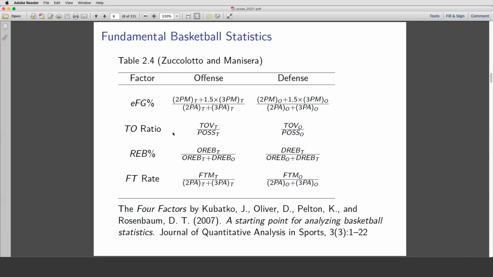And similar stuff here, like turnover ratio. How many times do you turn the ball over versus how many possessions you have? And then you can look at this on the defensive side where you just flip it around.